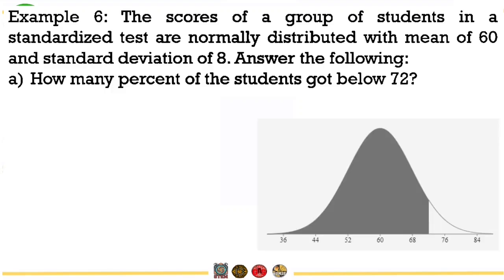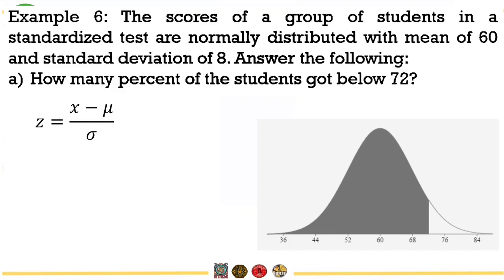Okay, again, how many percent of the students got below 72? So here's the illustration. 72 is approximately, based on the illustration, between 68 and 76. We know 68 is one standard deviation away from the mean and 76 is two standard deviations away from the mean. So based only on the illustration, we can conclude that the z-value is about 1.5. Let's see if our estimation is correct.